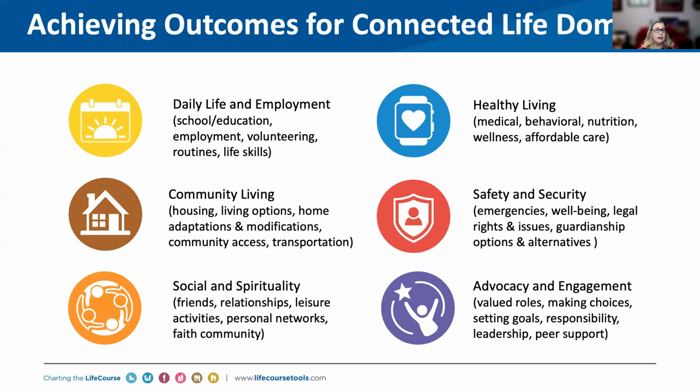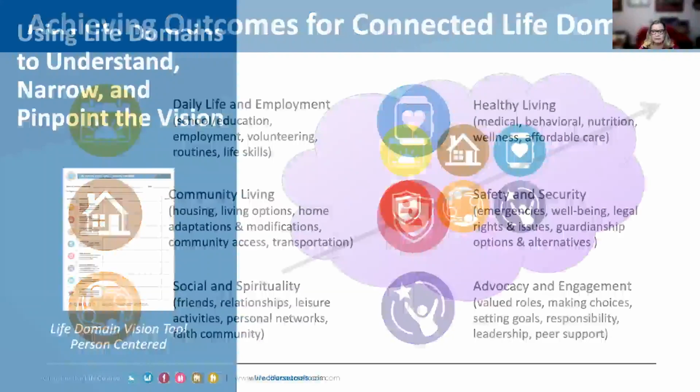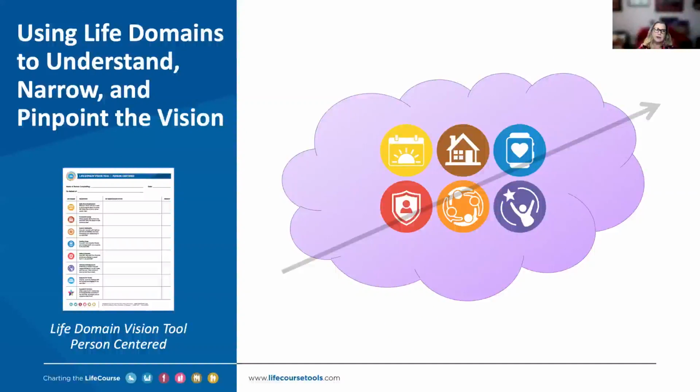Do we have time in our life after work for our social and spiritual life? Are we safe in going to work? Is it in a safe neighborhood? How do we stay safe? So all of those things are constantly interacting with each other in our lives. And that's any of our lives. So the life domains, I think one of the main things they can do and do really well is to help us to narrow down and to really pinpoint and to really understand that vision that we have for a good life.